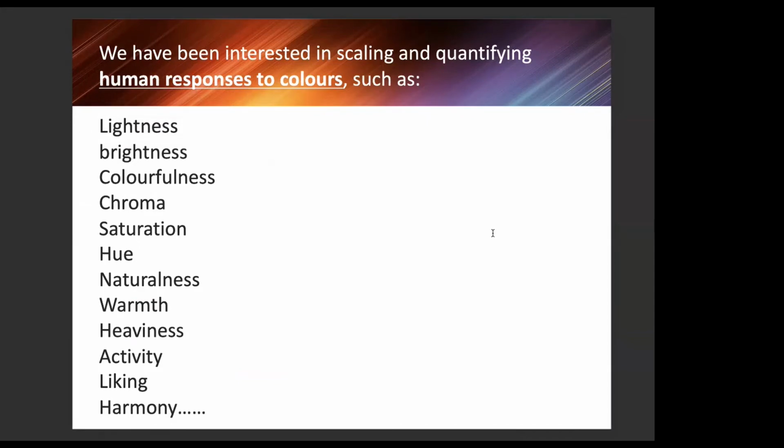In this slide, you can see on the left-hand side several terms, including lightness, brightness, and so on. These are the terms we have been interested in for scaling and quantification of human responses to colors. If you look at the list, you can find some terms like naturalness, warmth, happiness, activity, liking and harmony. Next slide, please.